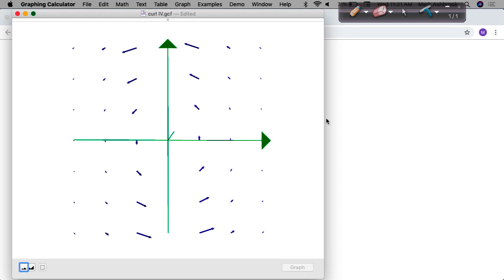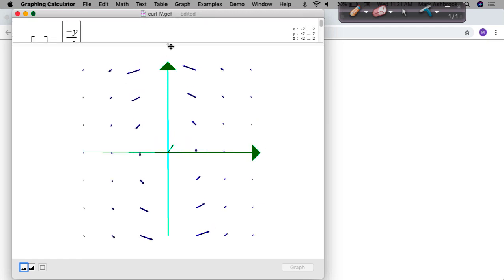So here's another one. What do you think about this one? It also has the idea of counterclockwise rotation. What do you think about the curl of this one? This time we're going to do the math. Here's the vector field. Do you think it's positive or negative?